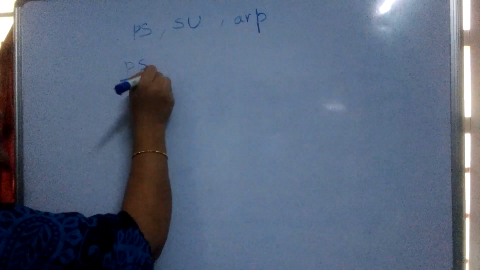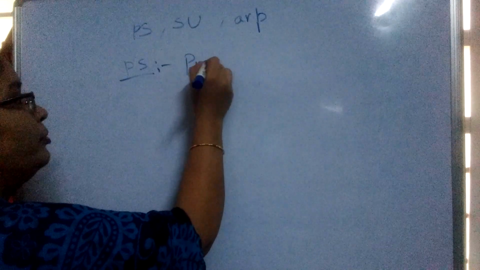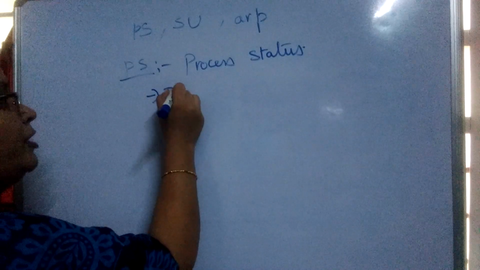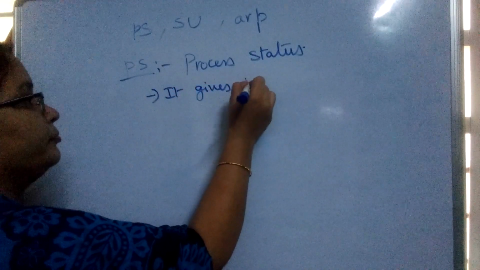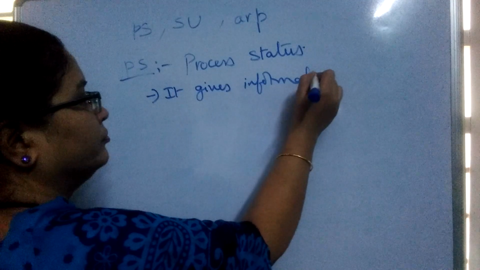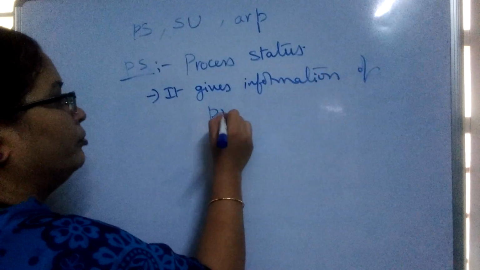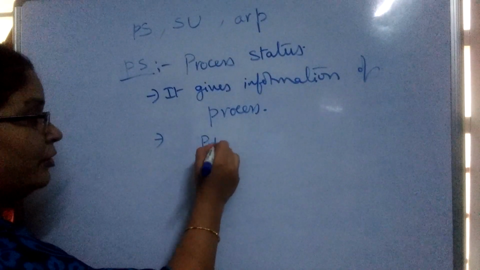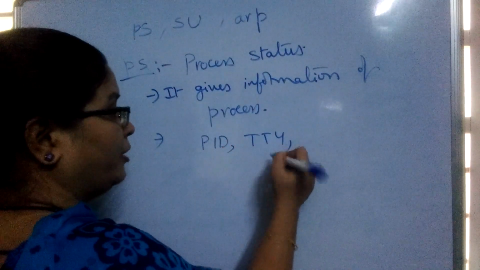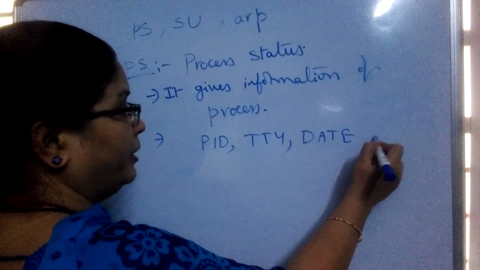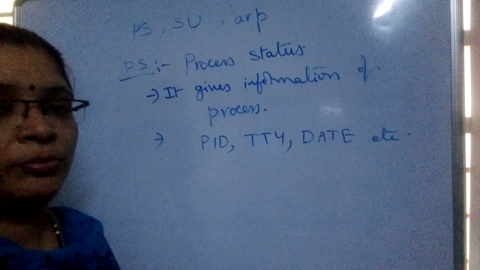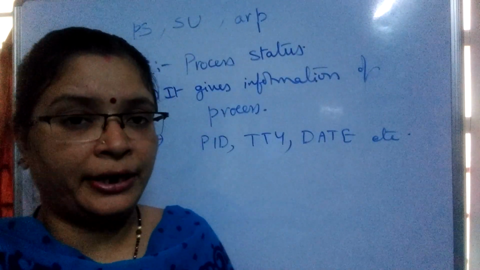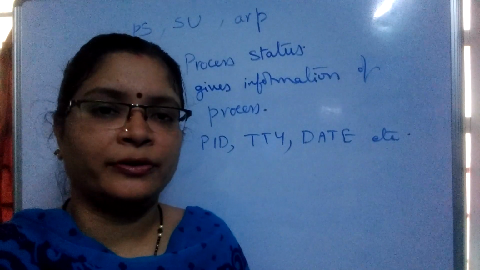So put the heading as PS command. PS stands for process status. It gives the entire information of the process. Normally, what kind of information can be held by a process? Process ID, terminal type, date it was created, etc. All these types of information it gives. This is the entire information regarding the processes that it gives.